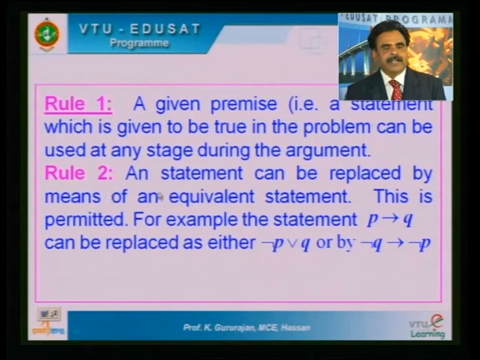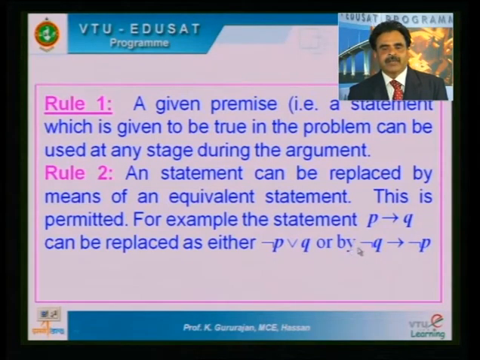The second rule says a statement can always be replaced by means of an equivalent statement. Because of the logical equivalence, right? If I have a statement, if I find it confusing or complicated, I can always replace it by a simple but equivalent statement. For example, P implies Q, right? We have found earlier that P implies Q is logically equivalent to negation P or Q. I think it is easier to remember P implies Q than negation P or Q. So therefore, whenever I find negation P or Q, I can replace it by P implies Q or vice versa. We can even replace P implies Q by negation P or Q. Please remember, this will be used a number of times in this class.